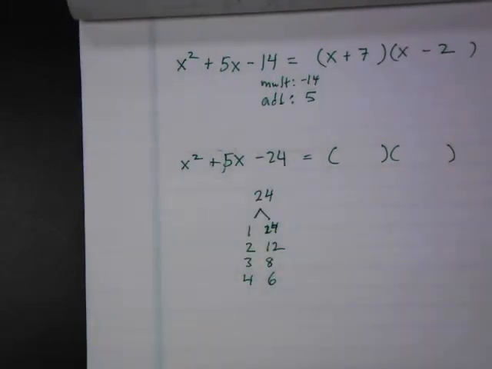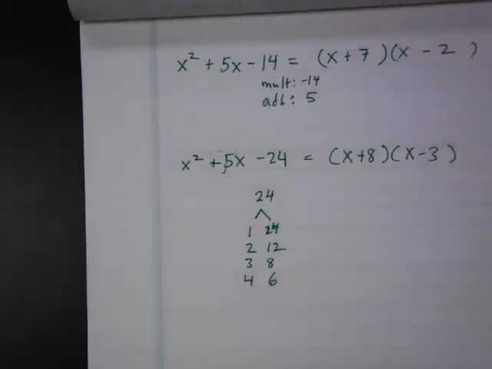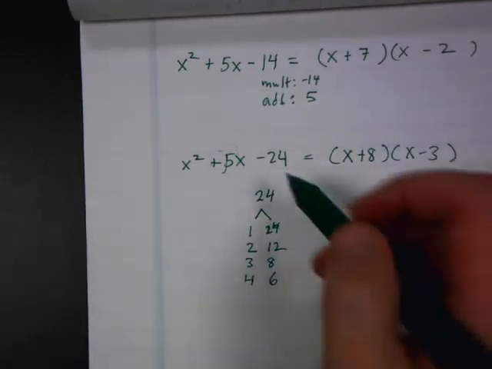Is there one that I can use to get a 5 in the middle? Yes, it's plus 8 and minus 3. Again, you've got to check your signs there. So it has to be x plus 8, x minus 3. And like I say, this is useful if these numbers are bigger.